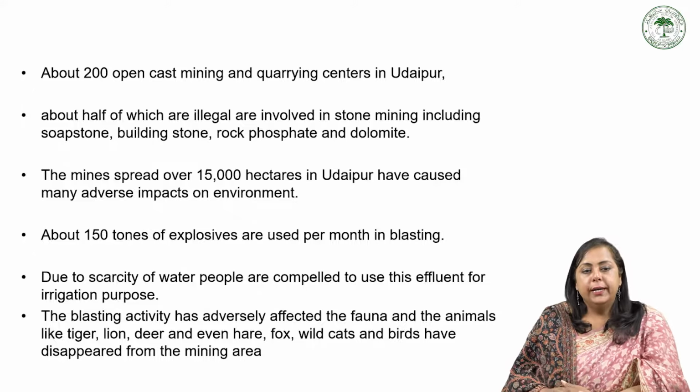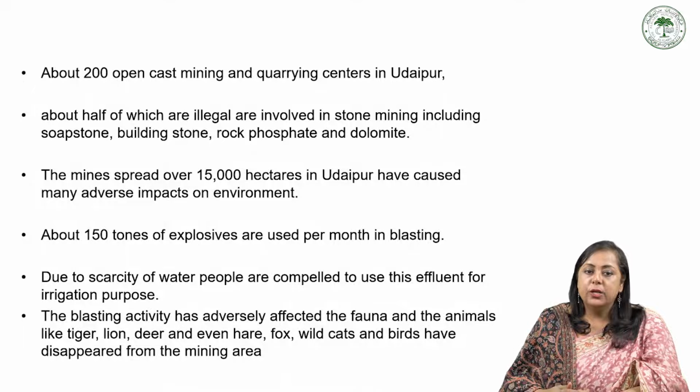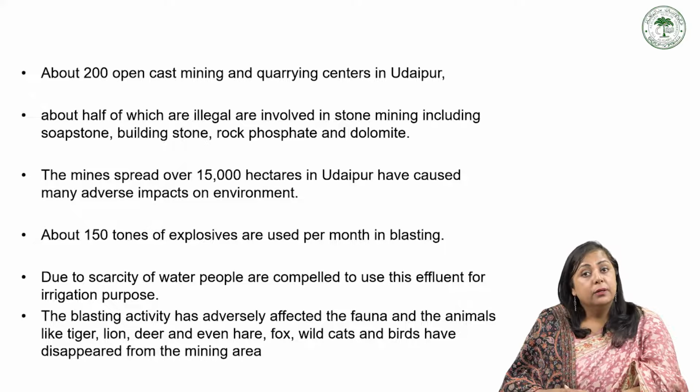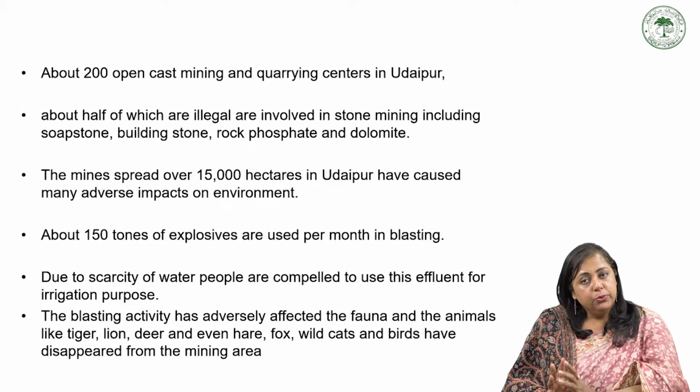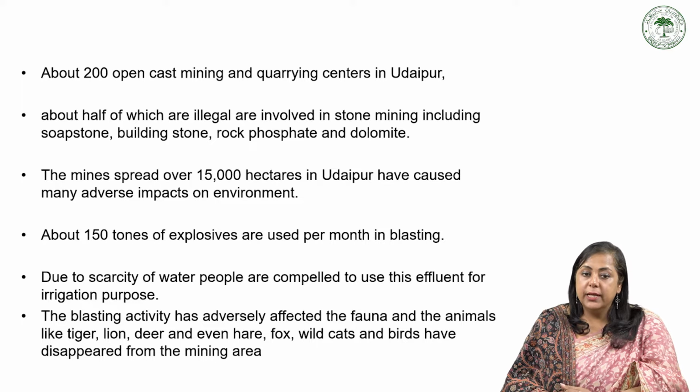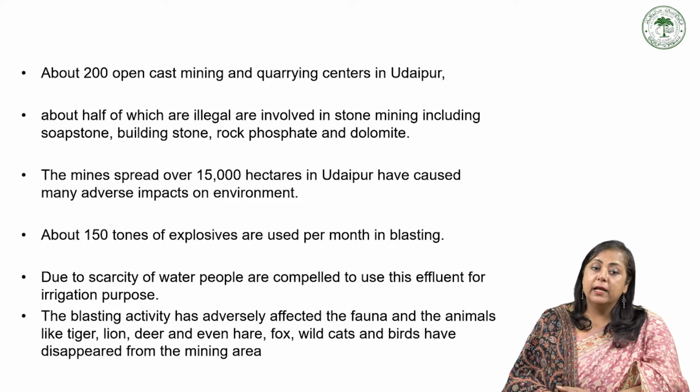There are about 200 open cast mining and quarrying centers in Udaipur, about half of which are illegal, and they involve stone mining, including soapstone, building stones, rock phosphate, and dolomite. So out of 200, most of them are illegal. Mines spread over 15,000 hectares in Udaipur have caused many adverse impacts on the environment.